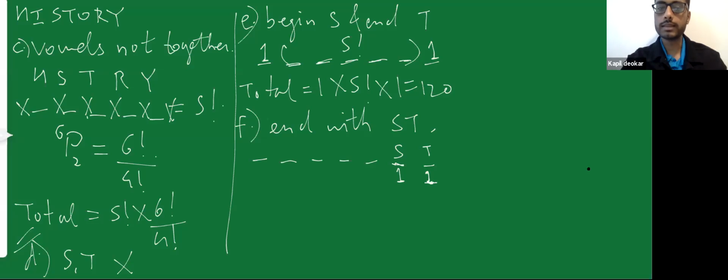How many other places can I fill? 1, 2, 3, 4, 5. So 5 different places can be filled in how many ways? 5 factorial different ways. So my total number of ways in which I can write the word history such that it always ends with ST is equal to 5 factorial into 1, which is equal to how much? Which is equal to 120.